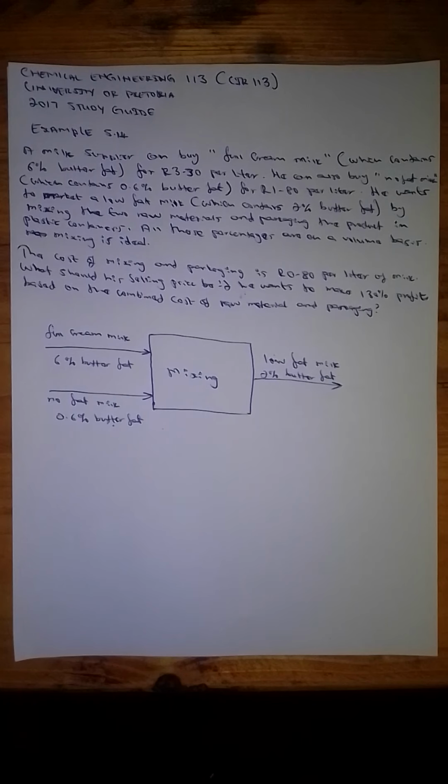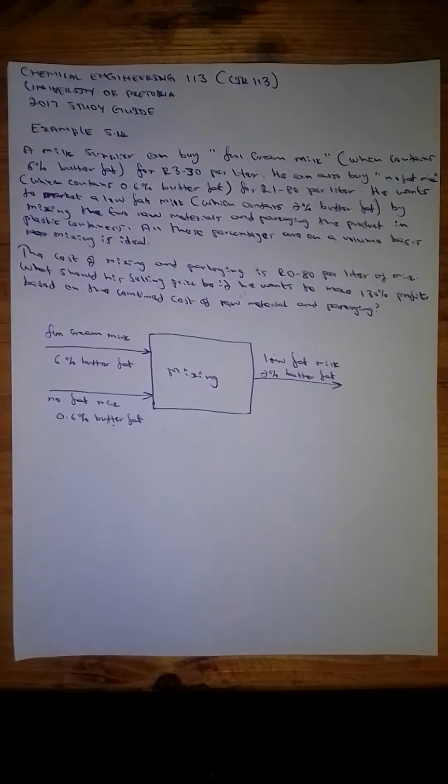The question goes further to say the cost of mixing and packaging is 80 cents per liter of milk. What should his selling price be if he wants to make 130% profit based on the combined cost of raw material and packaging? So that is the problem statement. The question is, how much must his selling price be? And there's a diagram there.